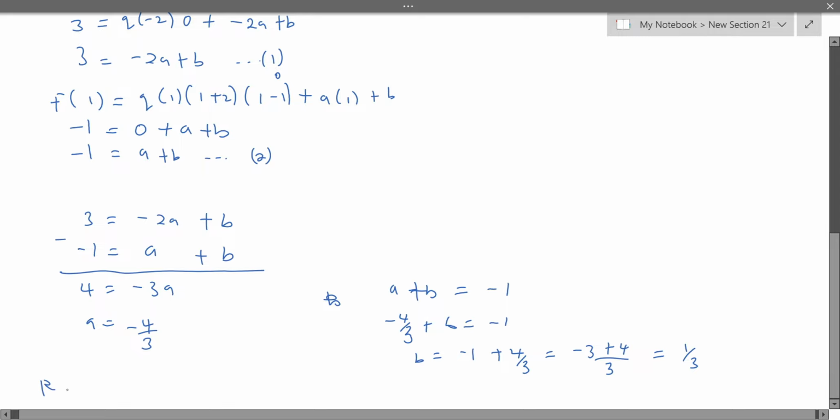So at the end of the day, the remainder becomes ax plus b. Our a is minus 4 over 3, while b is 1 over 3. So this is the remainder.